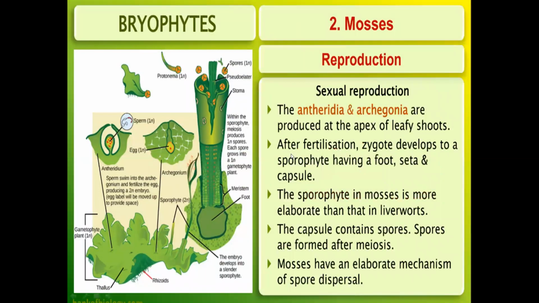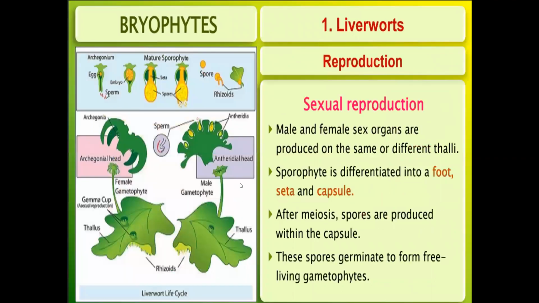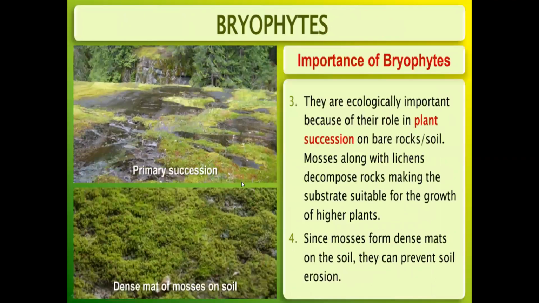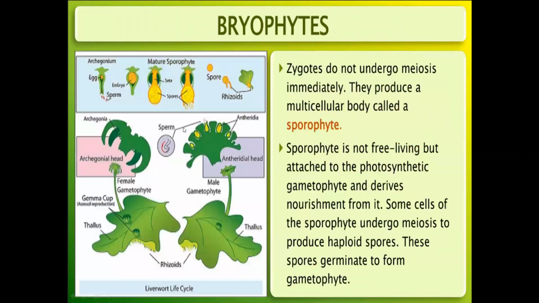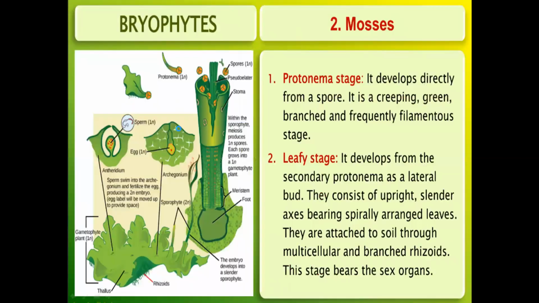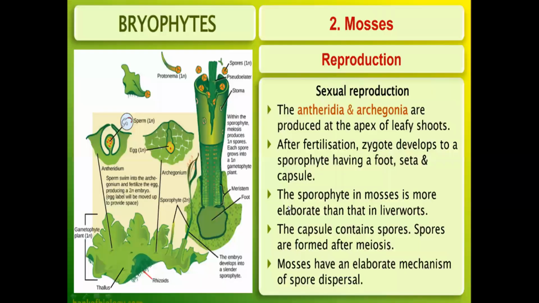Okay, after fertilization, the zygote develops into a sporophyte having foot, seta and capsule. You saw foot, seta and capsule. The sporophyte in moss is more elaborate than in liverworts. It is well developed. The capsule contains spores. Capsule, you also know, will contain spores. Spores are formed after meiosis.